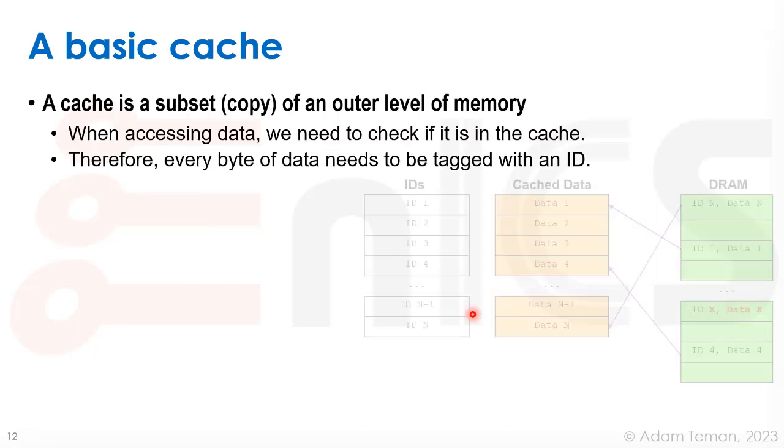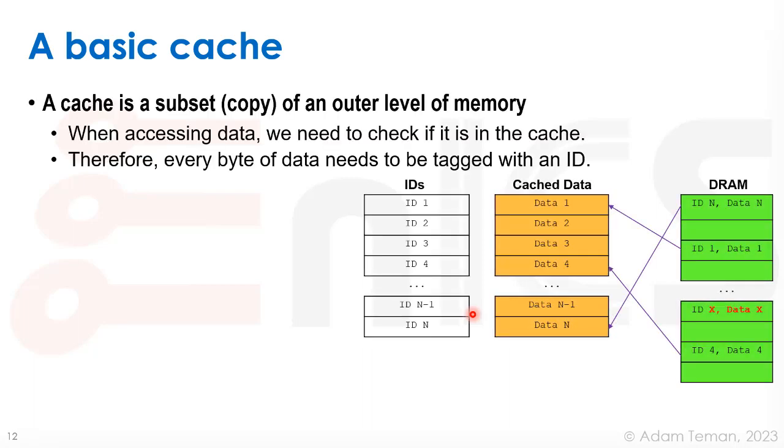So let's look at a basic cache. A cache, we said, is a subset or a copy of an outer level of memory. And so when accessing data, we need to check if the data is in the cache, because if it's not, we have to go and get it from memory. Therefore, every byte of data needs to somehow be tagged with an ID. So in this case, we see that the DRAM has all kinds of data in it, and it has IDs for each of those data.